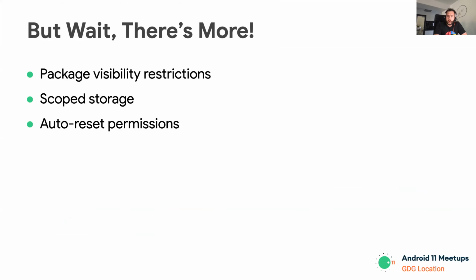Besides these, there are also a few other things you should keep in mind when it comes to privacy. One of them is that they introduced package visibility restrictions, which means our app cannot query installed apps anymore. And whenever we are trying to use an external app, we need to declare it in the manifest. Secondly, there's the scoped storage system, which includes a lot of improvements for developers, allowing us to, for example, access raw path names and do batch editing and so on.